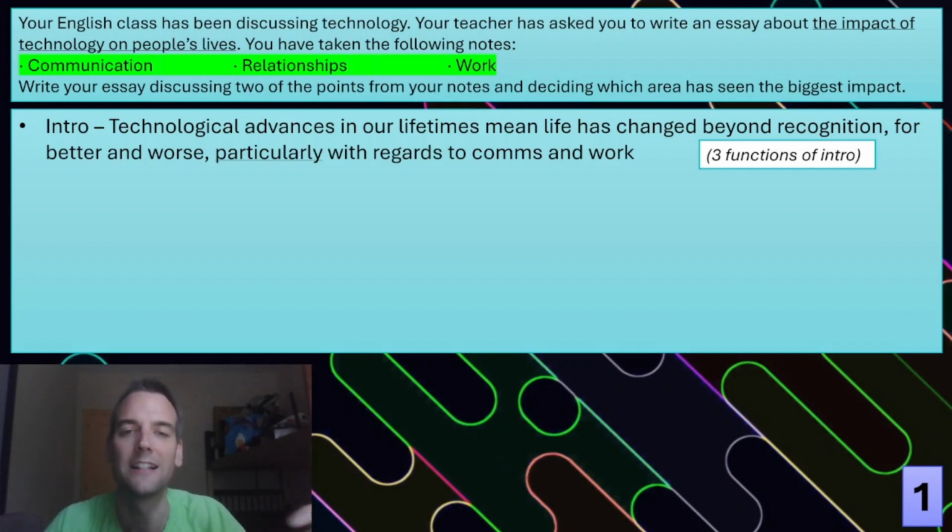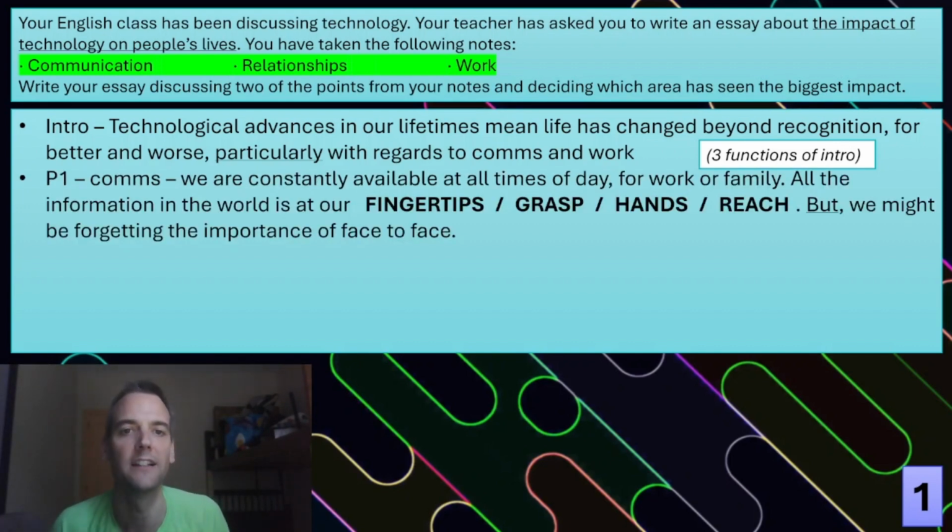How do we express these typical ideas for the most common essay topics? What are you going to say about how people's lives have changed with technology, in particular regarding communication? Well, here's my idea. Typical ideas. We are constantly available at all times of the day for work or for family, with apps, with phones. All the information in the world is at our fingertips, but we might be forgetting the importance of face-to-face.